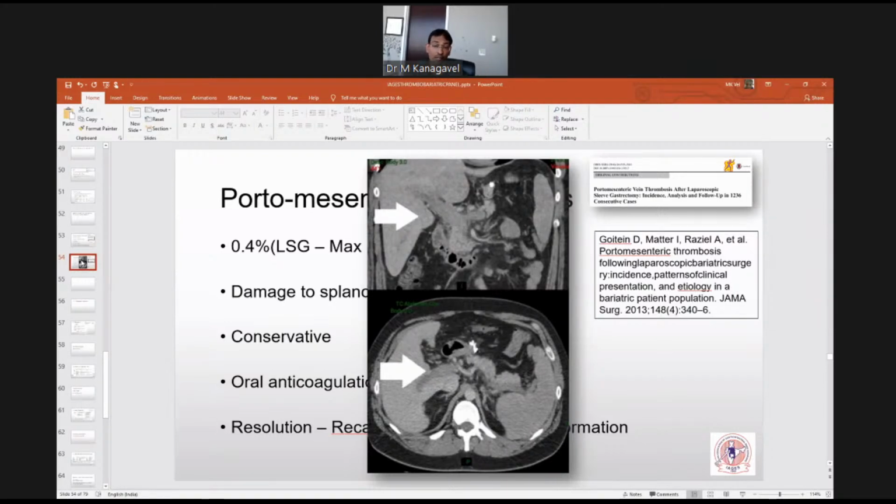And sometimes, in an extensive thrombus in the portal vein, you may even need to consider a direct catheterization of the portal vein with thrombolysis, and that's certainly been described in literature too.